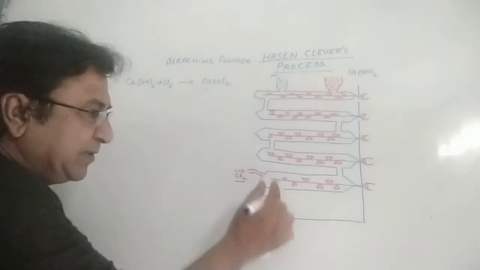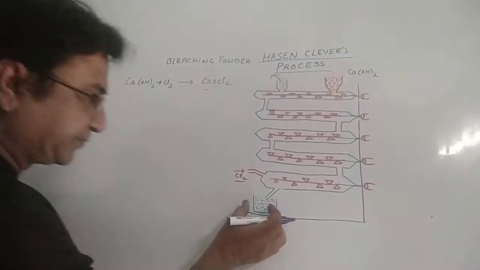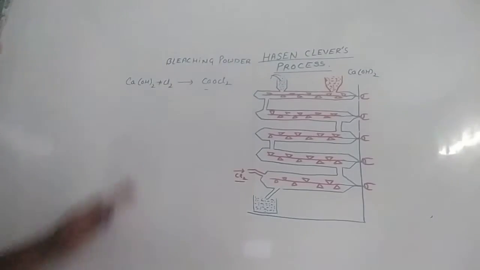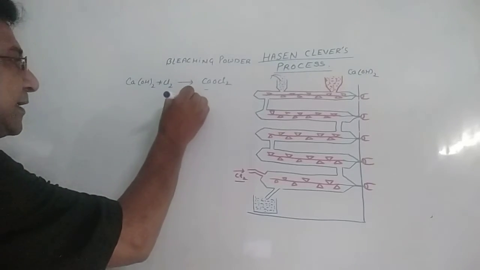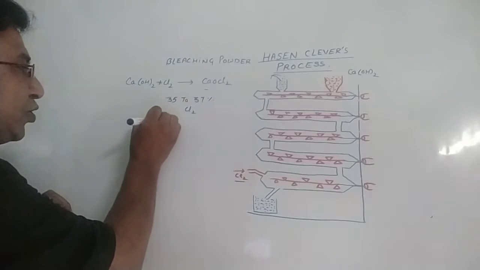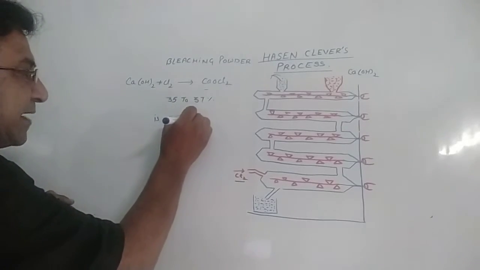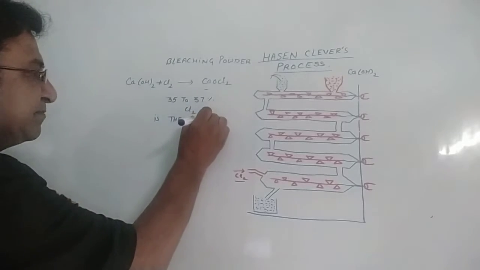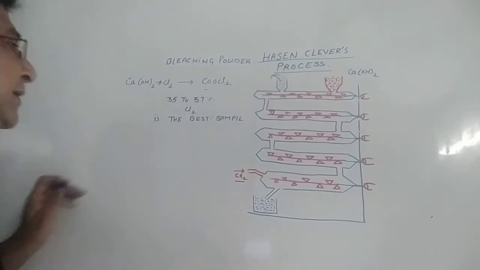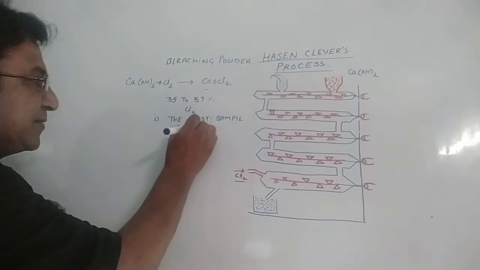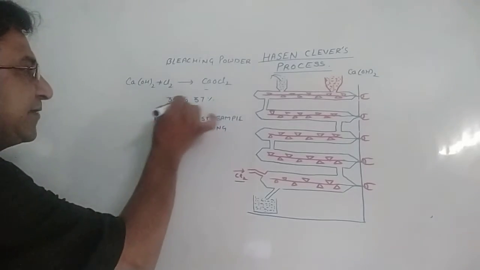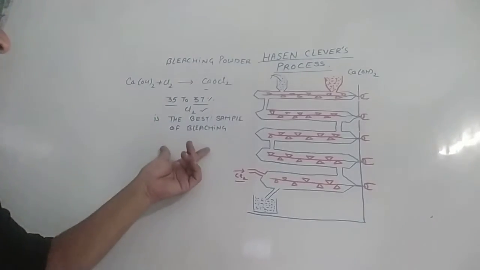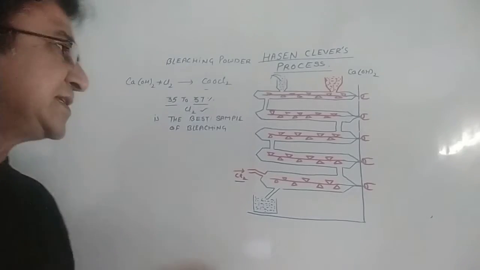Down here, this bleaching powder which is manufactured inside these cylinders is collected and then goes to the packing system, right? A pack of bleaching powder which contains about 35 to 37% of chlorine is the best sample of bleaching powder. Remember that, 1 mark question. Which one is the best sample of bleaching powder? A bleaching powder which contains 35 to 37% of chlorine is called the best sample. Okay. So whenever bleaching powder is being utilized, see on the pack how much chlorine is present in it. So this is the way we make bleaching powder.